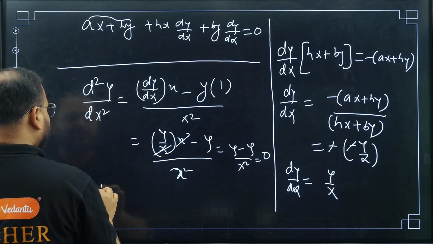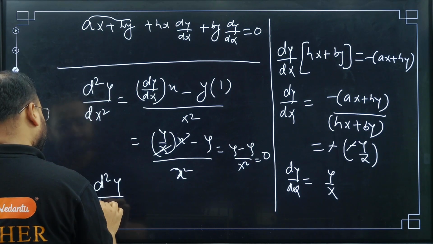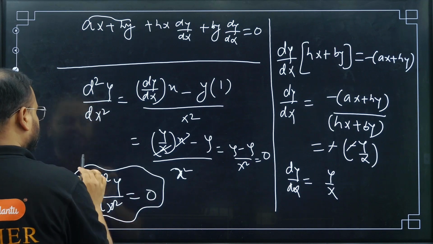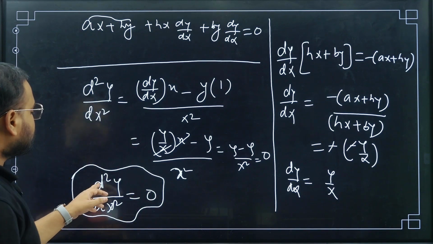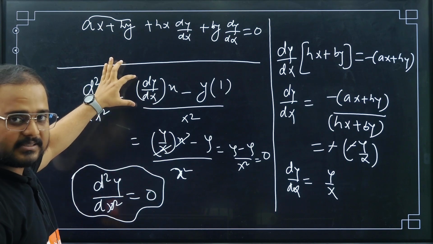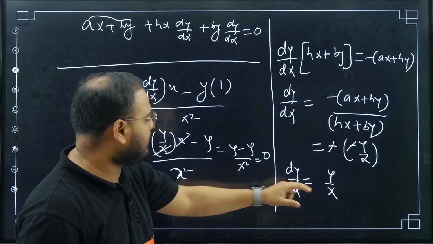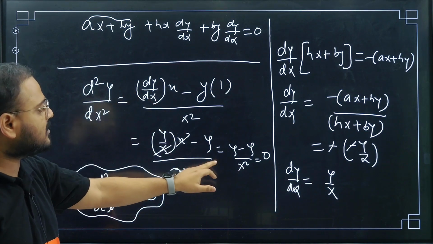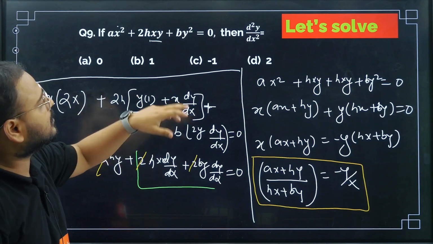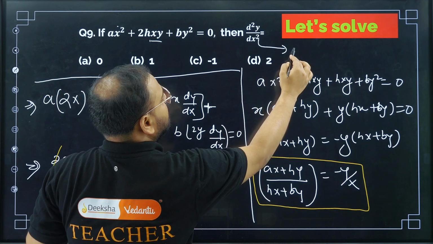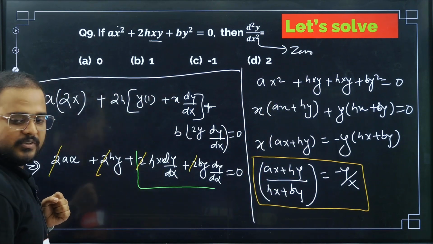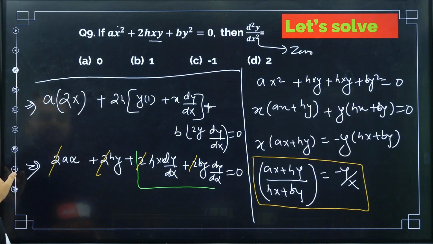So what is my second order derivative? My final answer: second order derivative d square y upon dx square equals 0. Why, sir? Because I can replace this dy by dx with y by x, x and x cancel, I get only y minus y, which is 0, so the answer is 0. I hope this is visible. Everything is visible, right? Yes, sir.